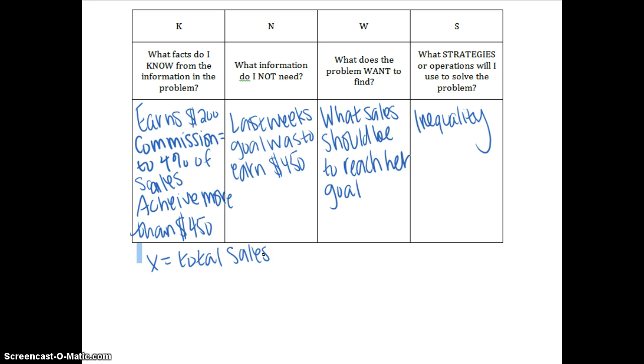So what we want to do is now write that inequality. Now, how do you do that? Earnings is greater than 450. Greater than or equal to 450. Okay, so her total earnings, right? Okay, so why don't you do that over here?